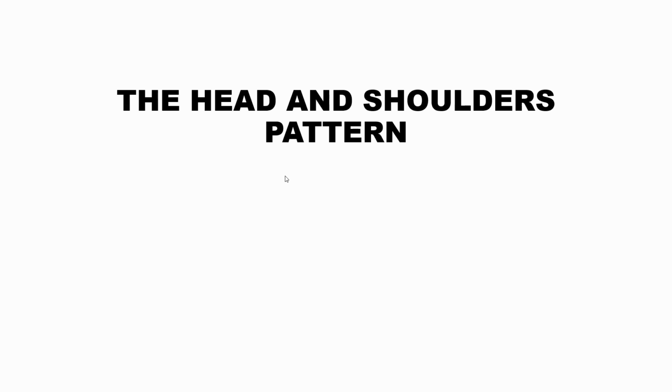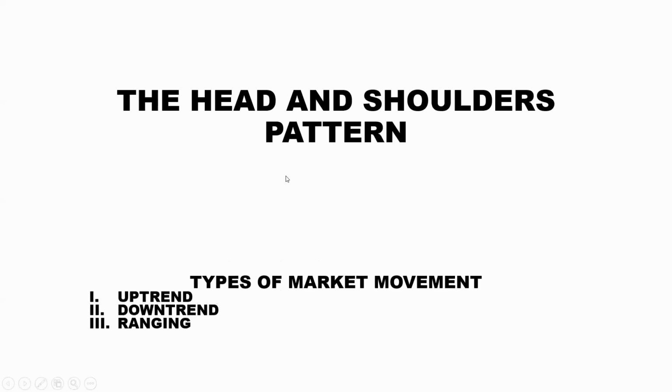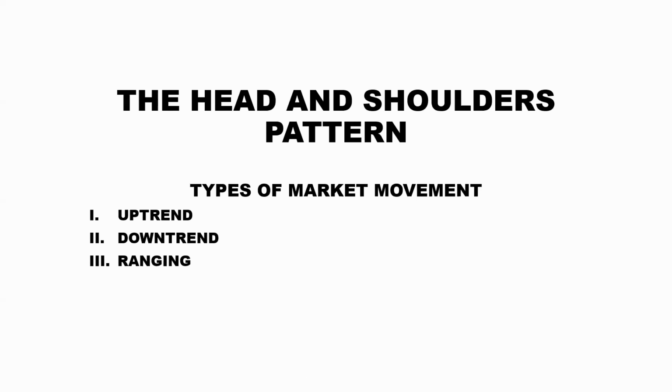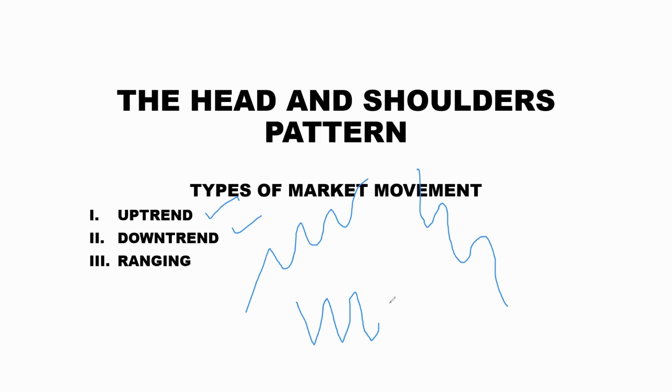Let's start with the types of markets. Now, we have a full video about the types of markets, but here I'm just going to go briefly through them. We have one, the uptrend, whereby the market is making higher highs and higher lows. Then we have the downtrend, where the market is making lower lows and lower highs. Then we have a ranging market where the market is making equal highs and equal lows, right?